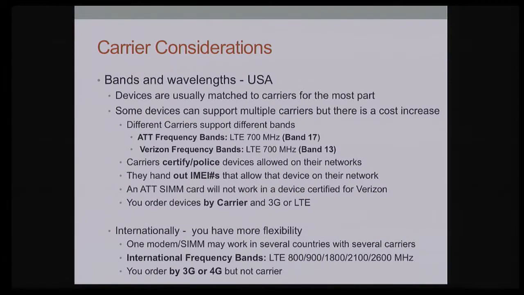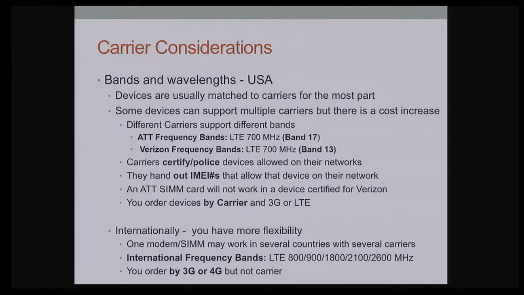For instance, in America, LTE, both Verizon and AT&T are going to use a 750 megahertz range, but they're going to use different bands. AT&T uses band 17, and Verizon uses band 13. The carriers in America will certify the devices to be used on their network. You cannot take an AT&T product and put it onto the Verizon network, meaning you can't take that SIM and move it between the vendors or the carriers.